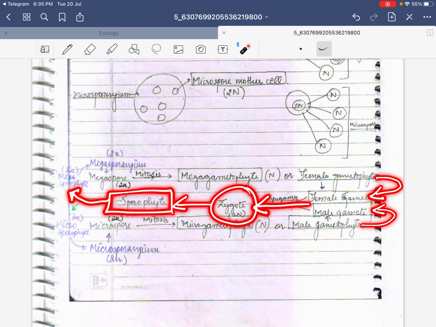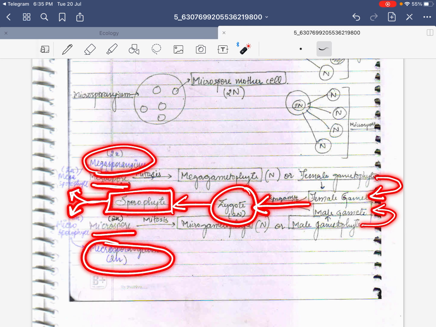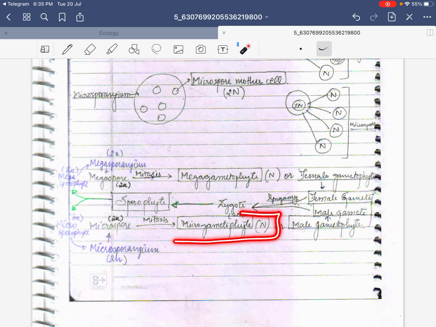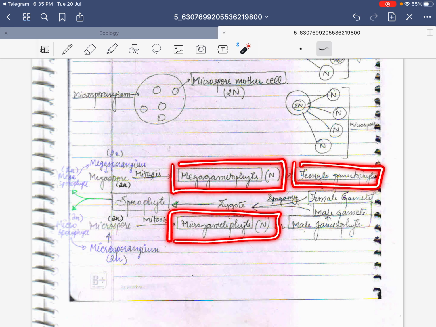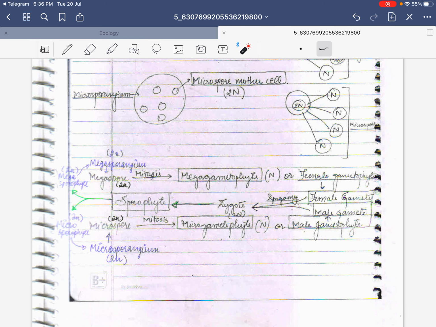Sporophyte will produce 2 types of spores, the megaspore and the microspore, right? The megaspore will be produced through megasporangium and microspore will be produced through microsporangium, right? In microspore, mitosis will occur, forming the microgametophyte and megagametophyte, or female gametophyte. This is how the life cycle goes.